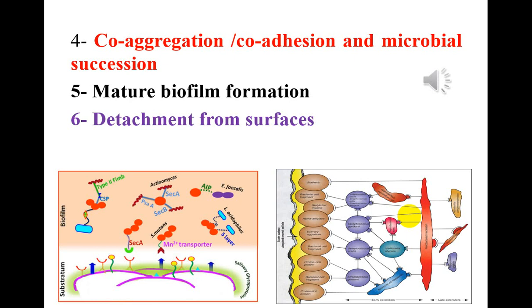After 7 days, a climax community or a mature biofilm will form. This includes multiplication and biofilm formation, including the synthesis of extra polysaccharide. The last stage of plaque formation is the detachment of bacteria from surfaces.